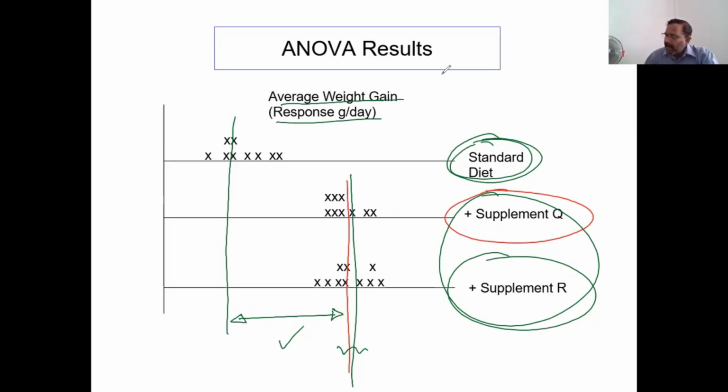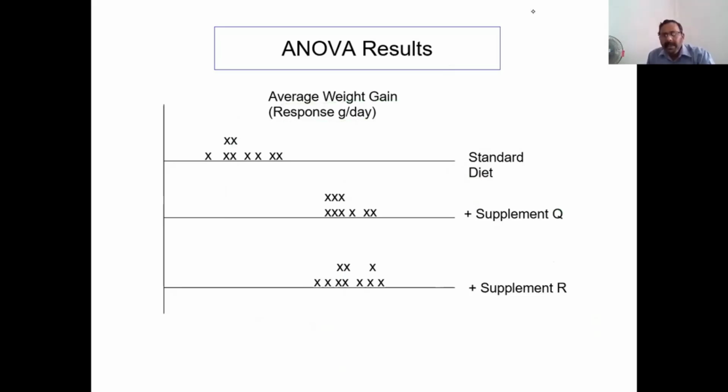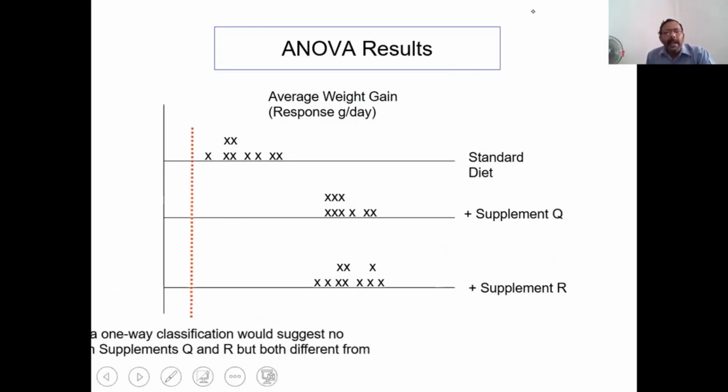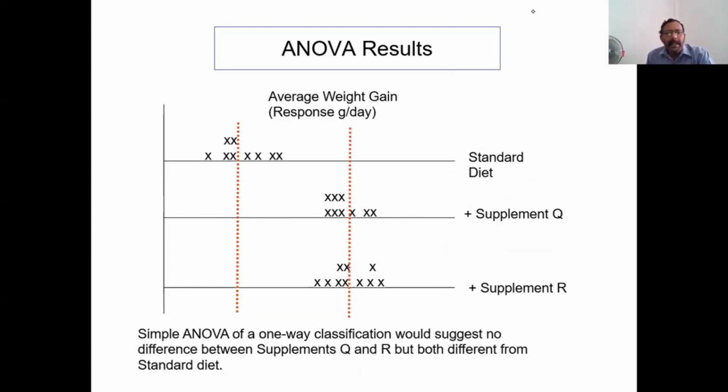So here we come up with the normal analysis procedure. Are we satisfied with this, or do we want to go for other things? Right, this is the indication. In a simple one-way classification ANOVA, we would suggest no difference between supplementary Q and supplementary R, but there's a difference between the supplements and the standard diet. This is our conclusion by doing the normal analysis.